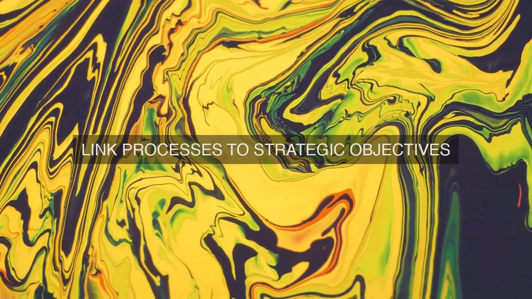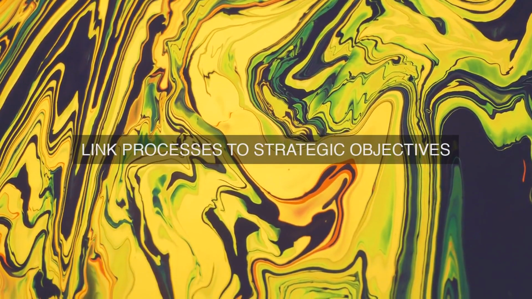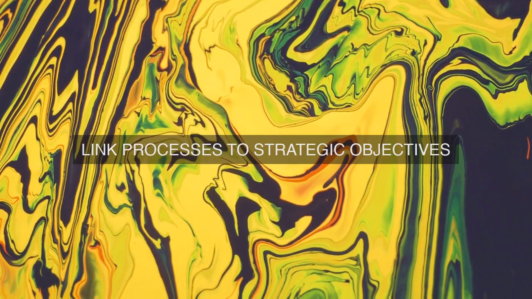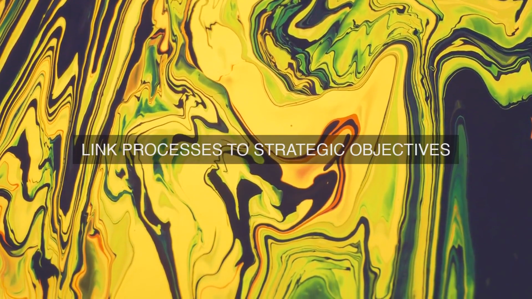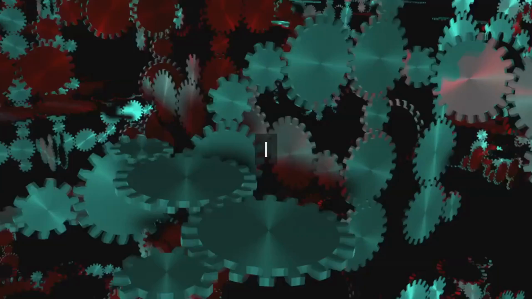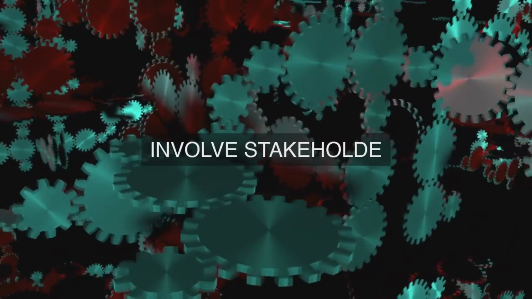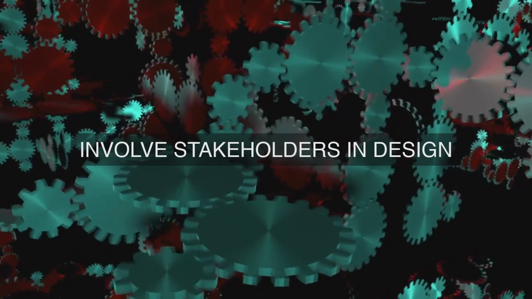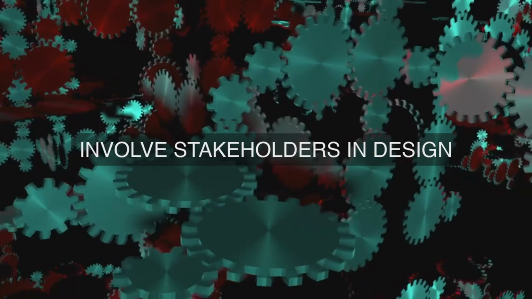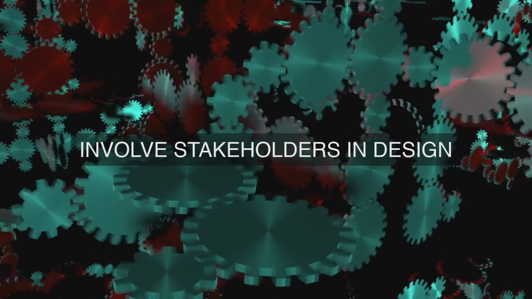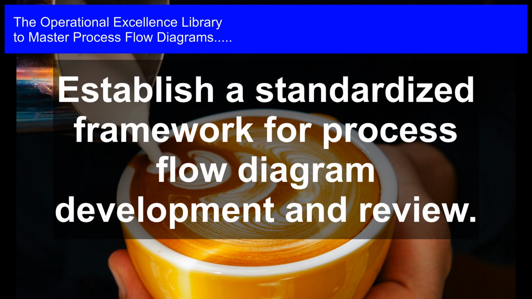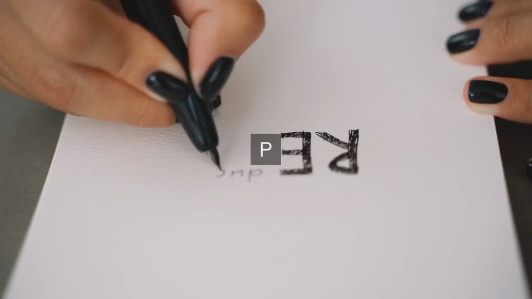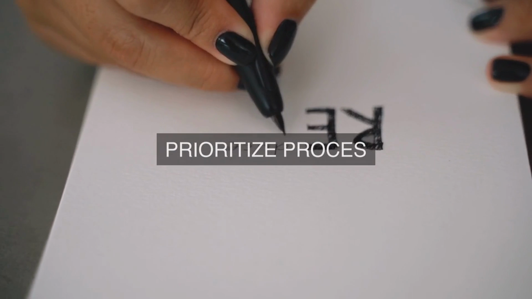To ensure that process flow diagrams, PFDs, are properly aligned with an organization's overall goals and objectives, thereby guaranteeing that efforts are focused on achieving the desired outcomes that drive business success, the following steps should be taken. Firstly, it is essential to establish a clear understanding of the organization's strategic objectives and key performance indicators, KPIs. This involves conducting a thorough review of the organization's mission, vision, and overall business strategy to identify the critical success factors that drive business outcomes.